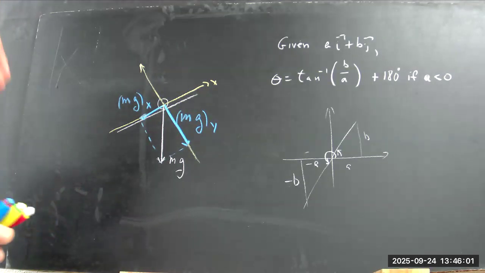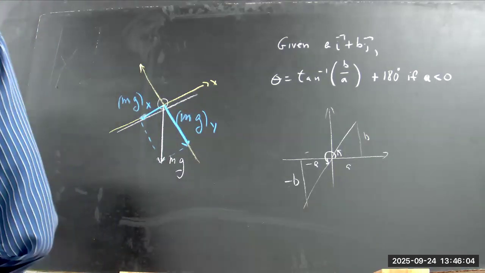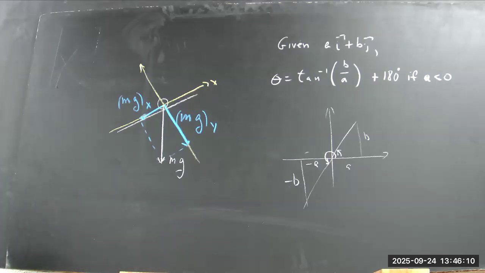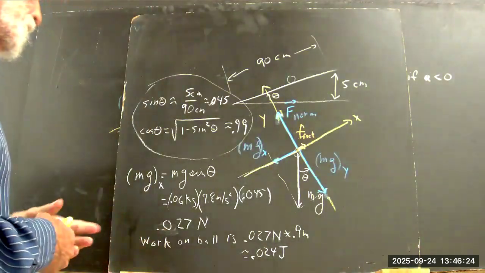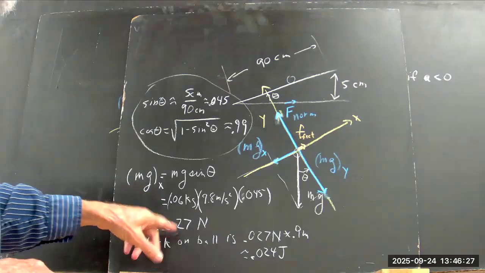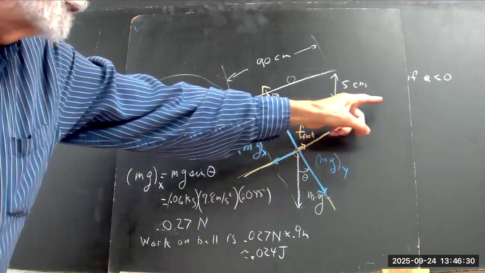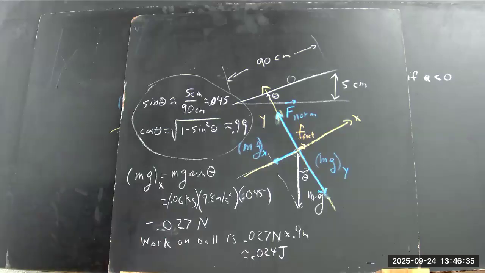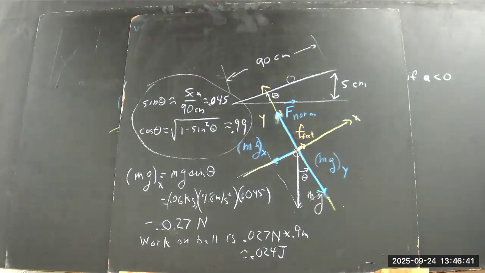Okay. And I thought about this when I did this last picture, something I did earlier, so I can talk about it here. I said mgx is 0.027 newtons. X is in this direction, so mgx would have been negative 0.027 newtons, wouldn't it? That makes sense?